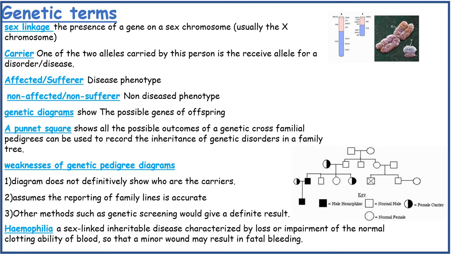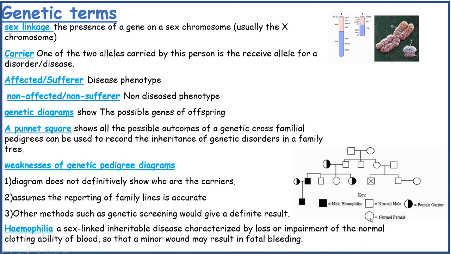A carrier is one of the two alleles are carried by this person, and it's the recessive allele for the disorder that they carry. Affected or sufferer is the diseased phenotype. The non-affected or non-sufferer is a non-diseased phenotype. Genetic diagrams show the possible genes of the offspring. A Punnett square shows all the possible outcomes of a genetic cross. Familial pedigrees can be used to show and record the inheritance of genetic disorders in a family tree.